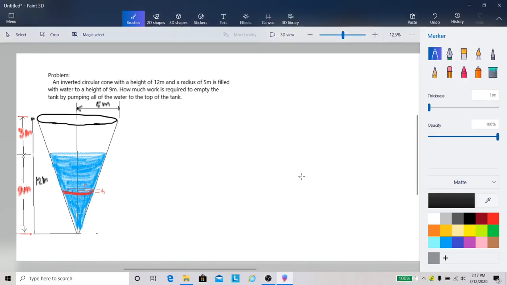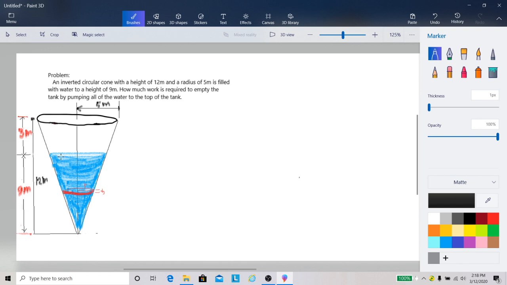Let us have here a problem. Let us try to solve this problem. An inverted circular cone with a height of 12 meters and a radius of 5 meters is filled with water to a height of 9 meters. How much work is required to empty the tank by pumping all of the water to the top of the tank?